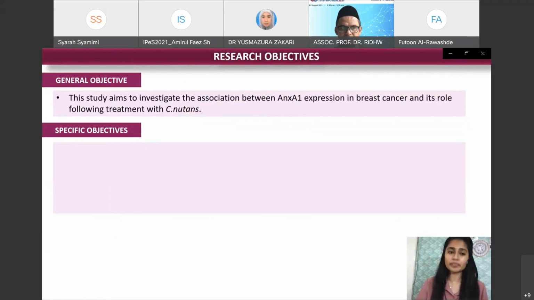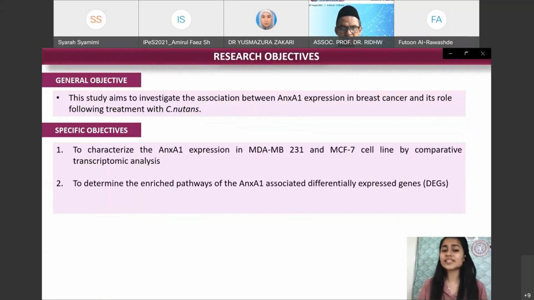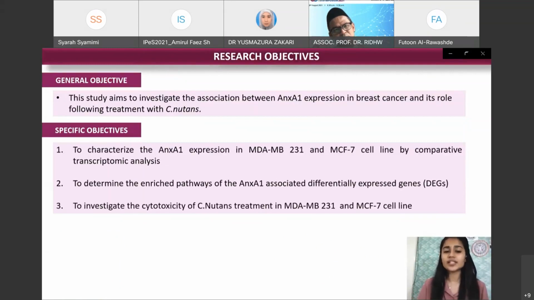This will be achieved by specific objectives. Number one, to characterize the annexin A1 expression in MDA-MB-231 and MCF7 cell lines by comparative transcriptomic analysis. Second, to determine the enriched pathways of the annexin A1 associated differentially expressed genes, DEGs. And third, to investigate the cytotoxicity of Clinacanthus nutans treatment in MDA-MB-231 and MCF7 cell lines.